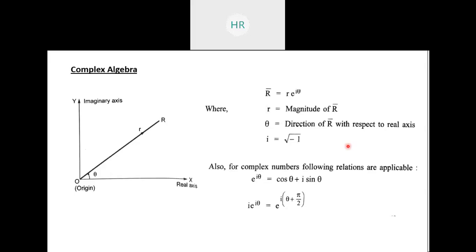Okay, so this is the prior knowledge that you are required to perform velocity analysis. So let's move to the velocity analysis procedure. And one more thing: small r is the magnitude of the vector and e raised to i theta is the unit vector in the direction of r.